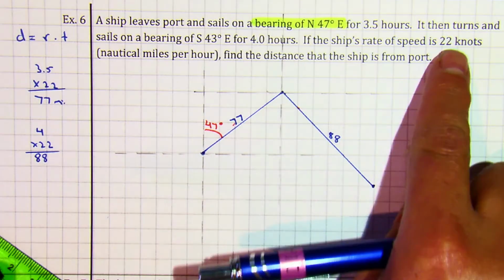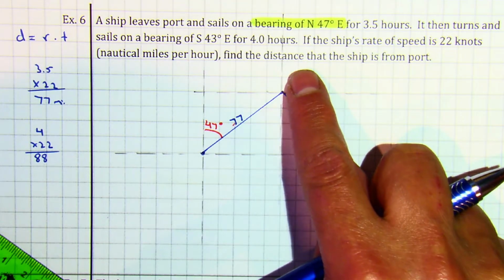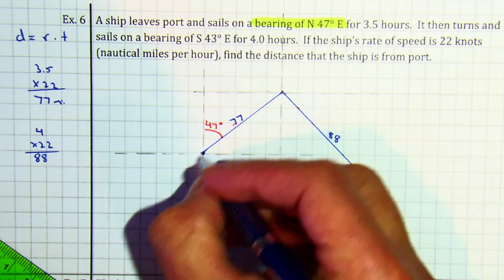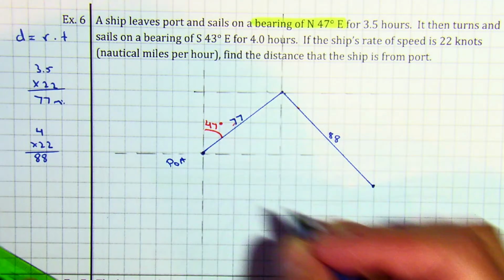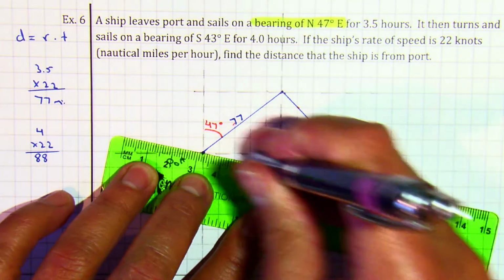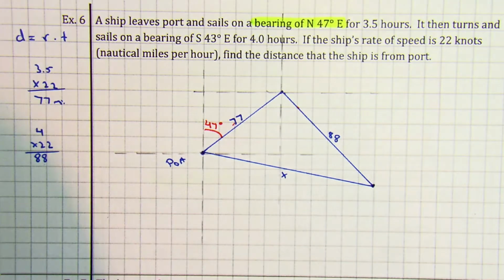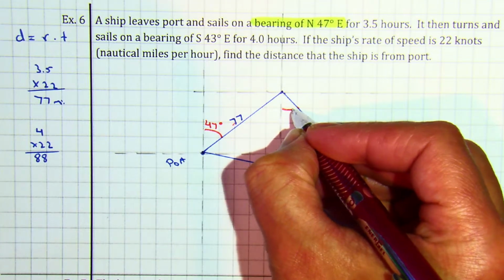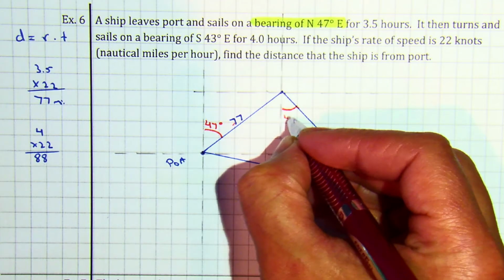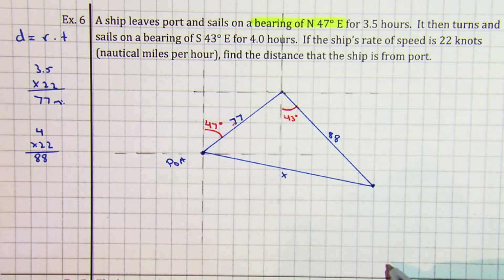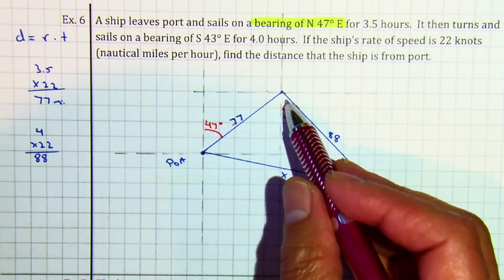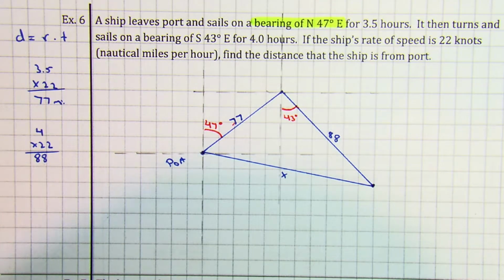If the ship rate is 22 knots, find the distance the ship is from the port. So this is the port, and now the ship is over here. So we're going to label as X. Let me label my rotation, which is 43 degrees. So now I need to be able to find the angles in the triangle. So see if you can manage to do that. See if you can find at least one of the angles.